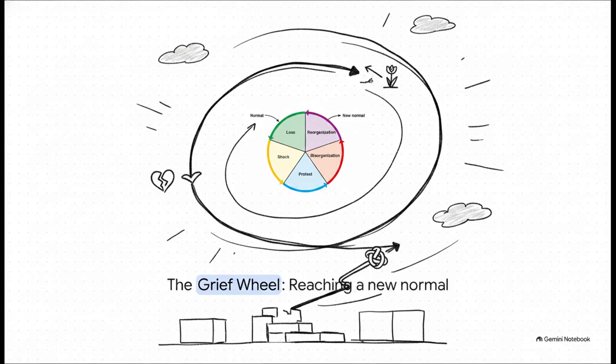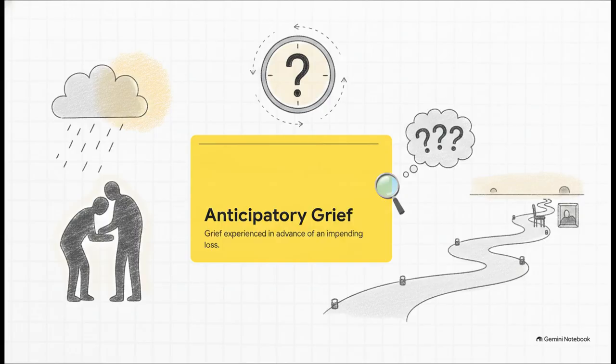It's a great visual reminder that while equilibrium is eventually restored, the patient's baseline is forever changed. All right, let's do a rapid-fire vocabulary sprint, starting with anticipatory grief. This is the heavy emotional processing that happens in advance of an impending loss. Basically, it's the grief that patients and families go through before the actual death even occurs.